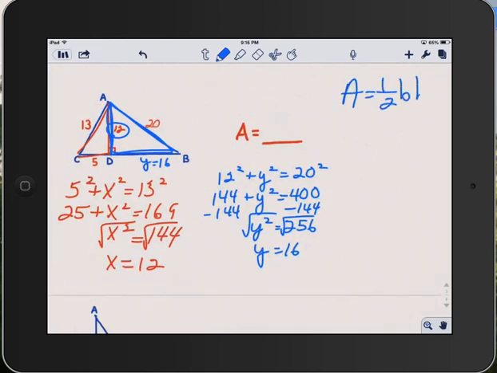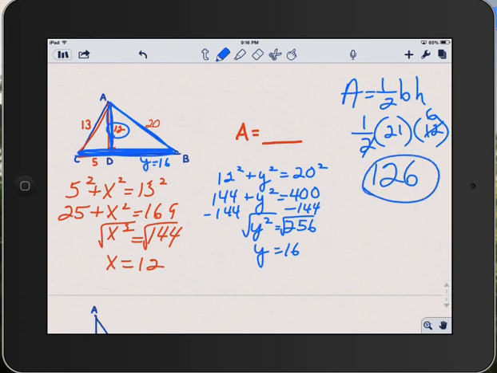the base times the height. So in this case, that's 1/2 times the base, which is this entire segment, 5 plus 16 is 21, times the height, which is 12. Now, because it's all multiplication, you can multiply in any way you want, so I like to say 1/2 times 12 equals 6, and 21 times 6 is equal to 126, which is the answer to the question.